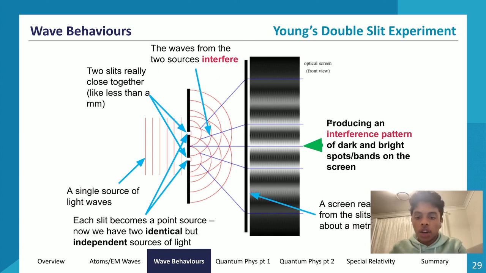And what will happen is, on the screen that sits really far away from the slits, around a meter away, an interference pattern should be produced of dark and bright spots or bands on the screen. So now think to yourself, why are there dark and bright bands or spots on the screen? Think about the content that we've learned coming into this.